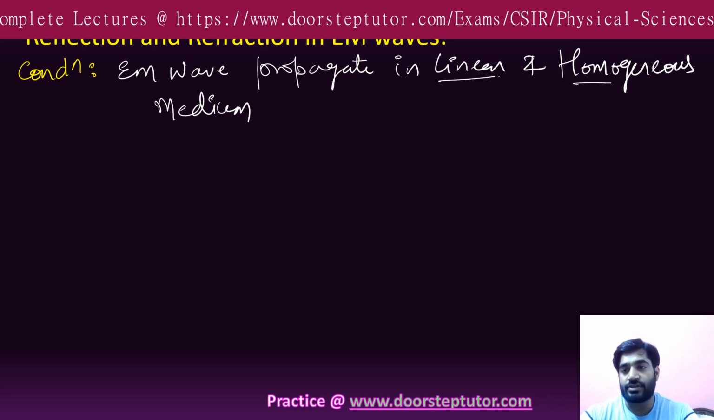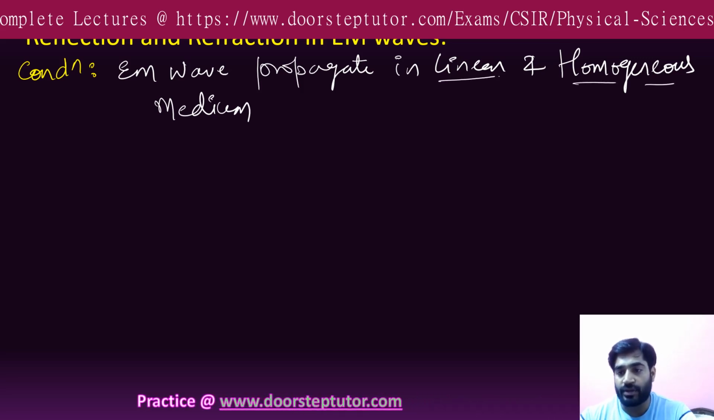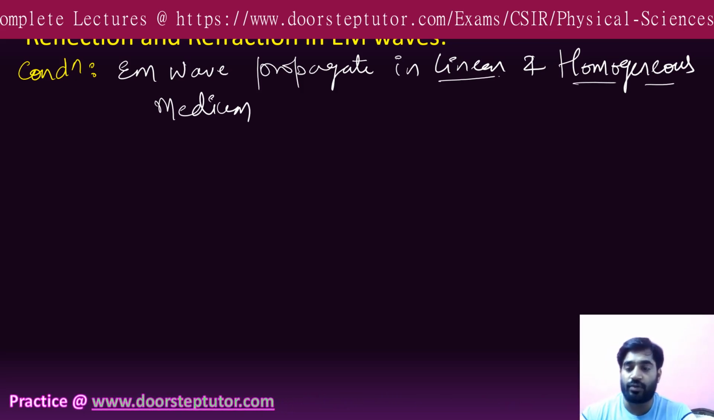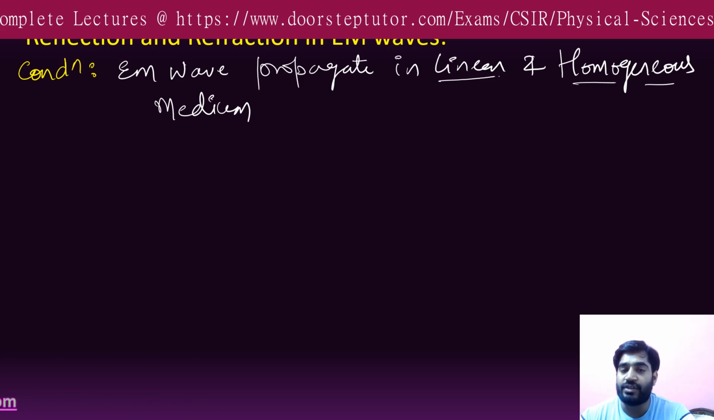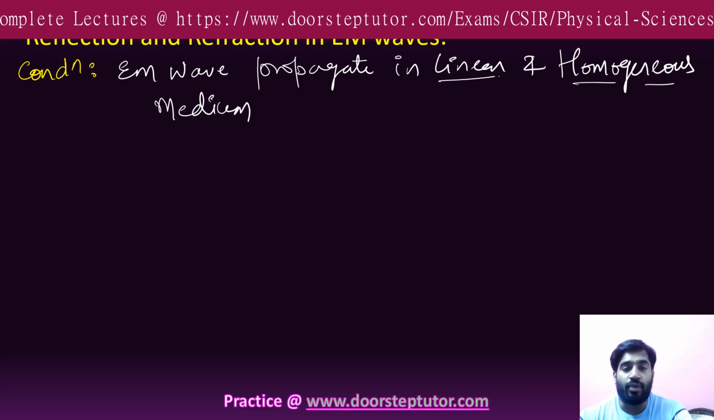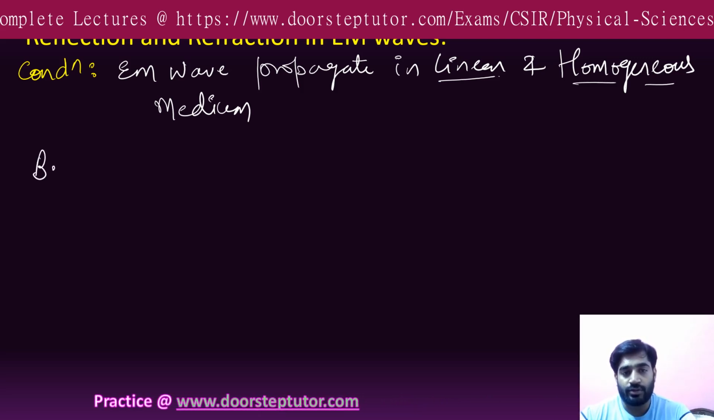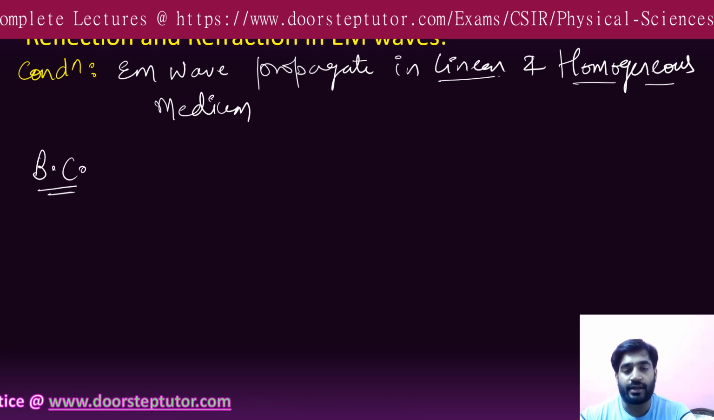When a wave travels from one point to another point, or after some interval of time, the medium does not change. It means the medium will remain the same. The medium will not change according to position, and it will not change according to time, and that's why it is called a linear and homogeneous medium. For this, we will see the boundary conditions.